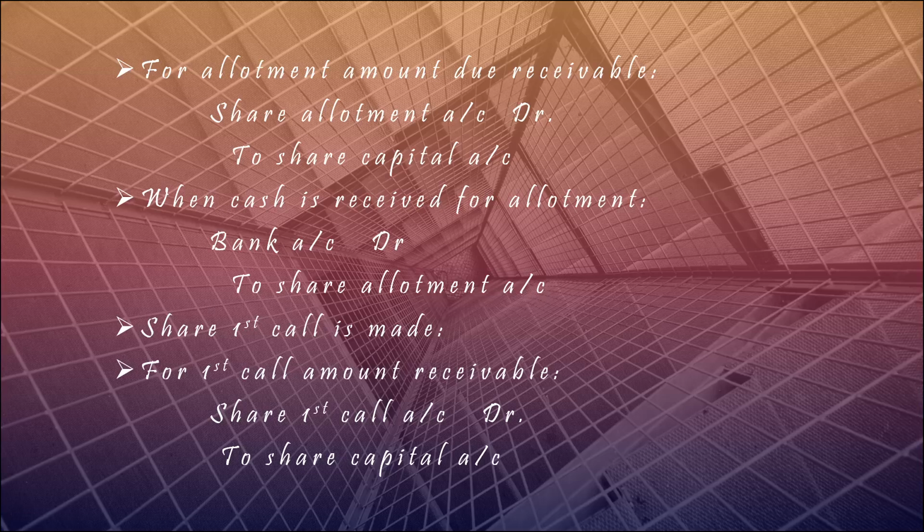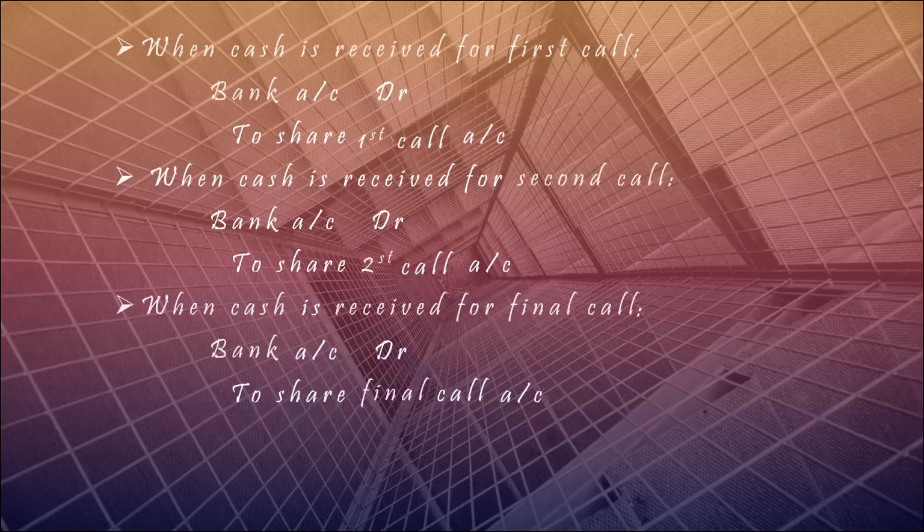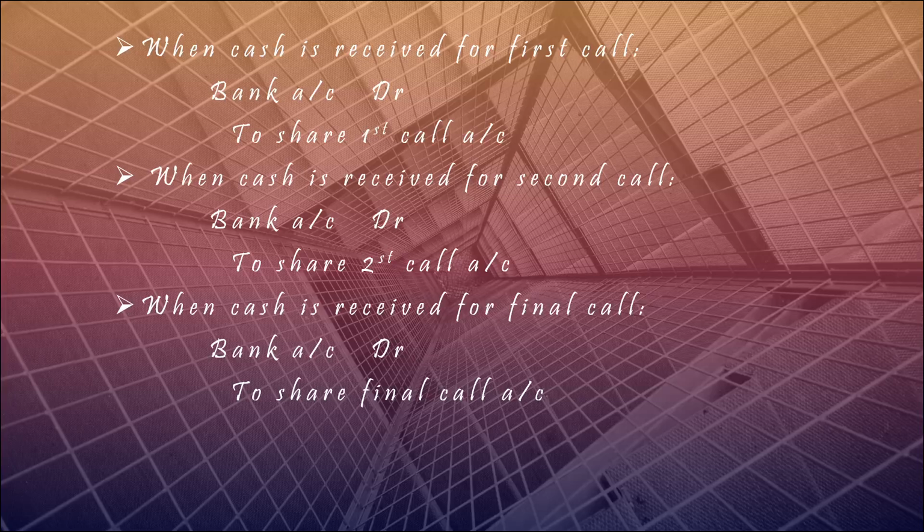When cash is received for allotment money, bank account debit to share allotment. When share first call, second call and final call are made, for any one, share first call account debit to share capital account. When cash is received for first call, bank account debit to share first call account. When cash is received for second call, bank account debit to share second call account. When cash is received for final call, bank account debit to share final call account.